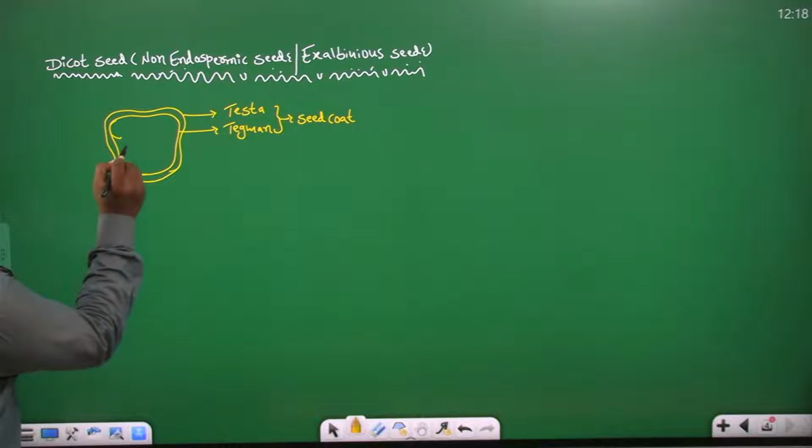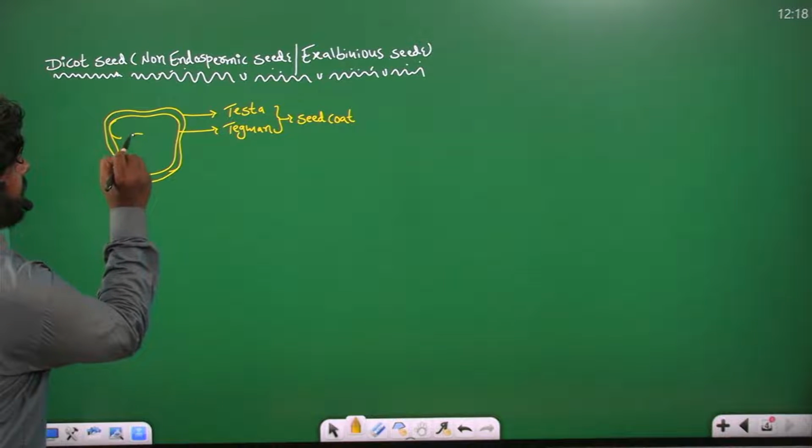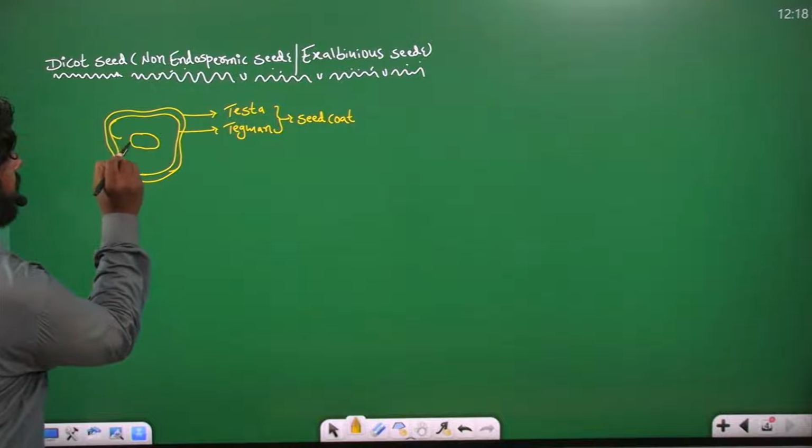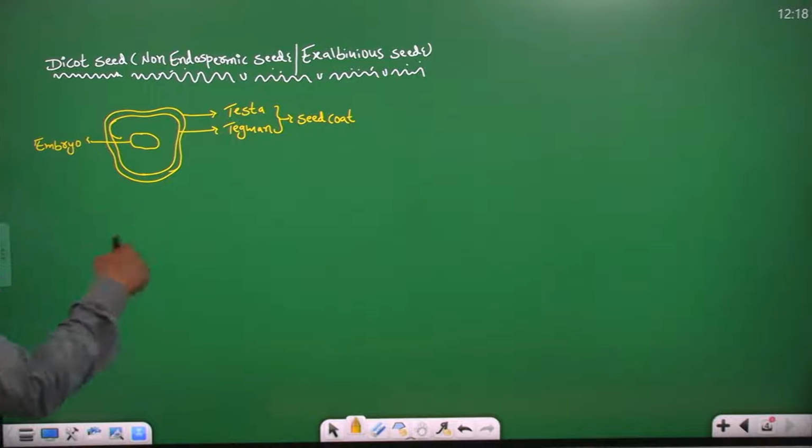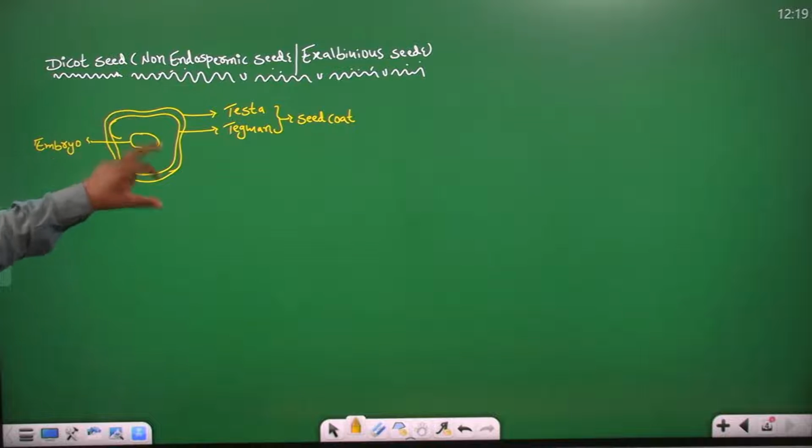And inside the seed, the embryo is present. This is the dicot embryo, separately we will discuss. Imagine this is the dicot seed; inside the dicot seed, the dicot embryo is present. That embryo structure we will discuss separately.